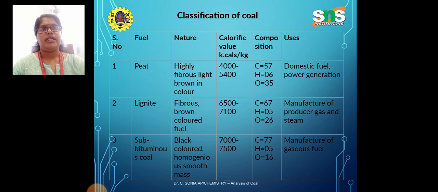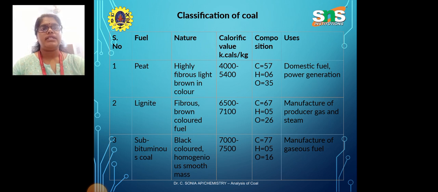So first is peat. This is highly fibrous, light brown in color. The calorific value is from 4000 to 5400. Composition is carbon 57, hydrogen 6, oxygen 35. It is used as a domestic fuel and it's also used for power generation.